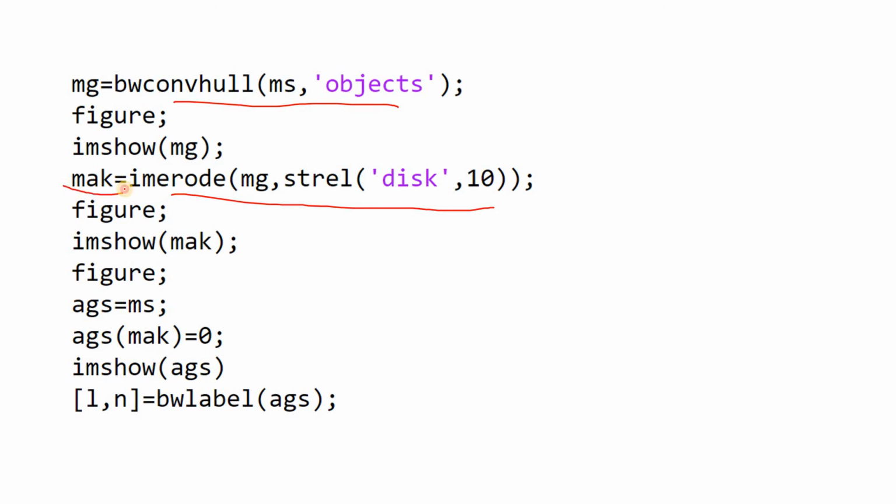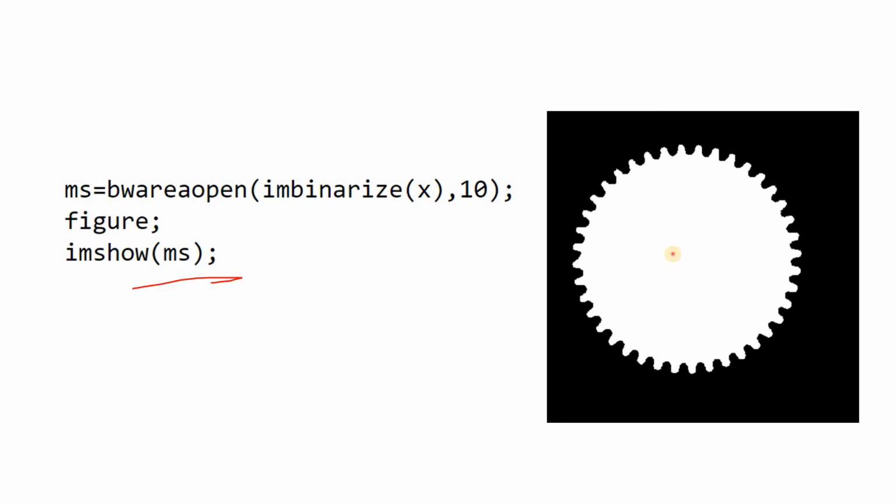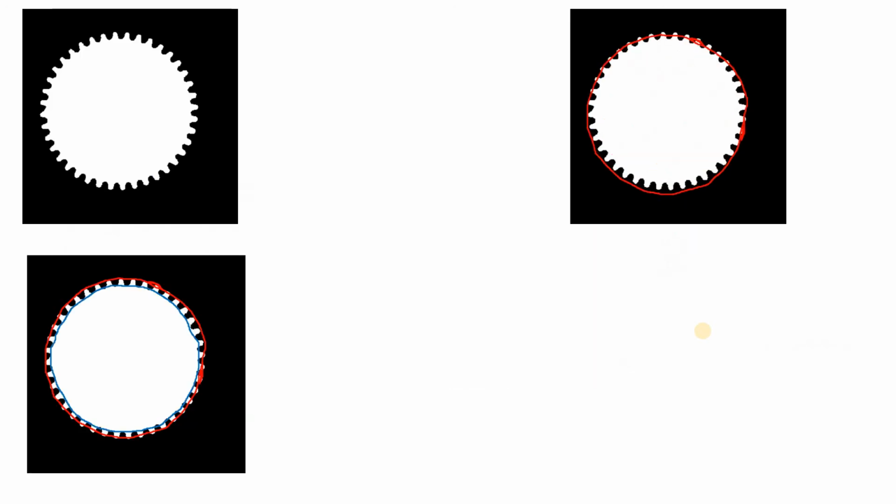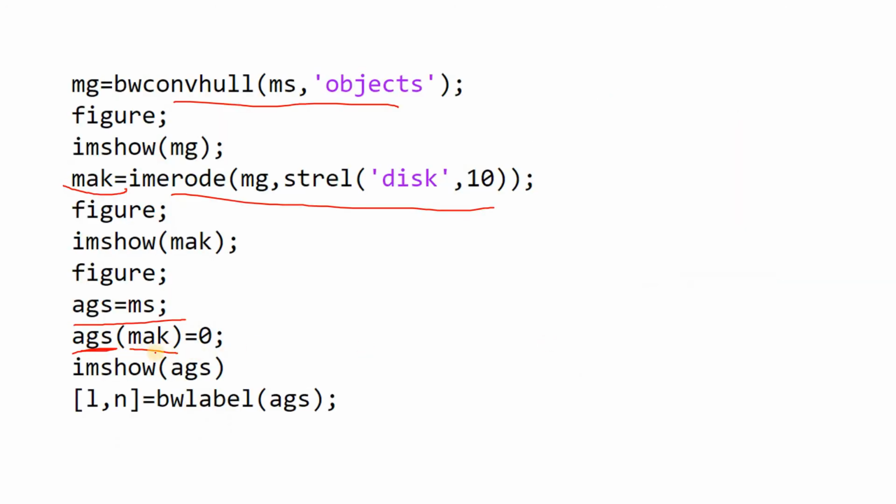So here mak contains the middle part, then we are assigning in another variable, ags of mak equal to 0. So for mak, whatever 1 pixel is there in ags, what is our ags? Our ags is basically ms. What is ms? MS is this particular image, our original image. In the original image we are making all those pixel values 0 which are having some values in the erosion image. So ags of mak equal to 0, and we are showing that, and then we are simply applying bwlabel to get the n value. This n will contain the total number of teeth. That's it. Very simple algorithm, right?